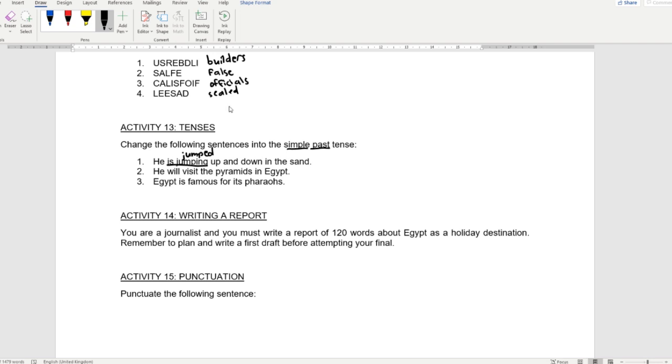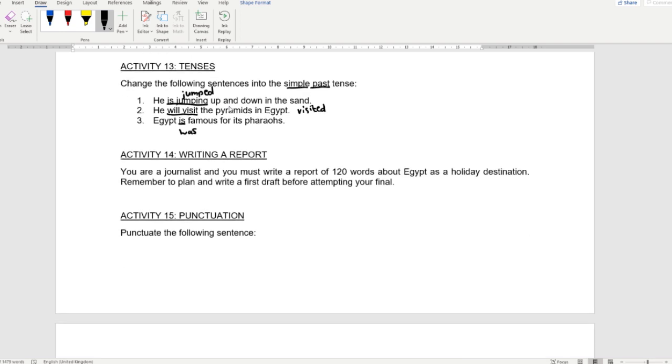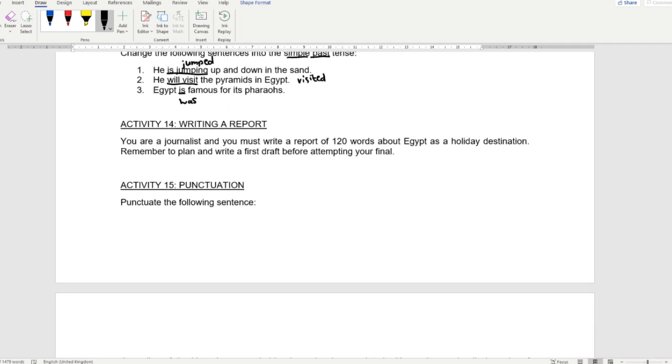Then will visit, again, I'll highlight the helping verb and also the verb. He will visit will just change to visited the pyramids in Egypt. Then Egypt is famous for its pharaohs. The is will change to was and it will become a simple past tense. Activity 14, again you had to write a report. Just again those three things. Make sure you have a heading, make sure you write in chronological order, and make sure you capture events that happened throughout. In this case, a holiday in Egypt.